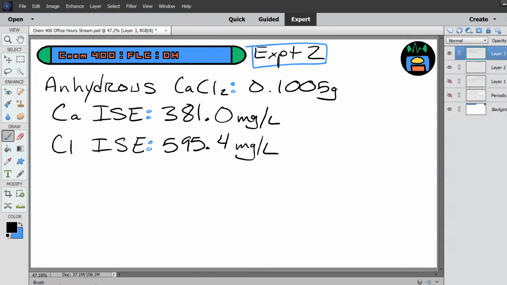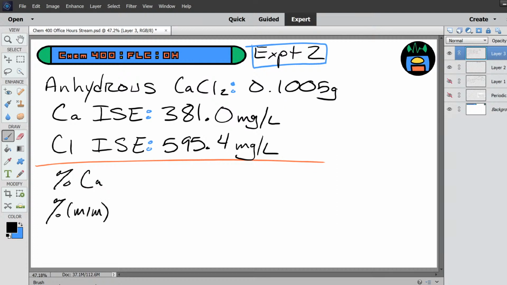So this is our data that we're given, and we are being asked to calculate a few things. First, the percent calcium, and again, these are both by mass. Percent calcium by mass, percent chlorine by mass. We're asked to find the empirical formula. Actually, lots of things. But let's go ahead and run down percent calcium and chloride.